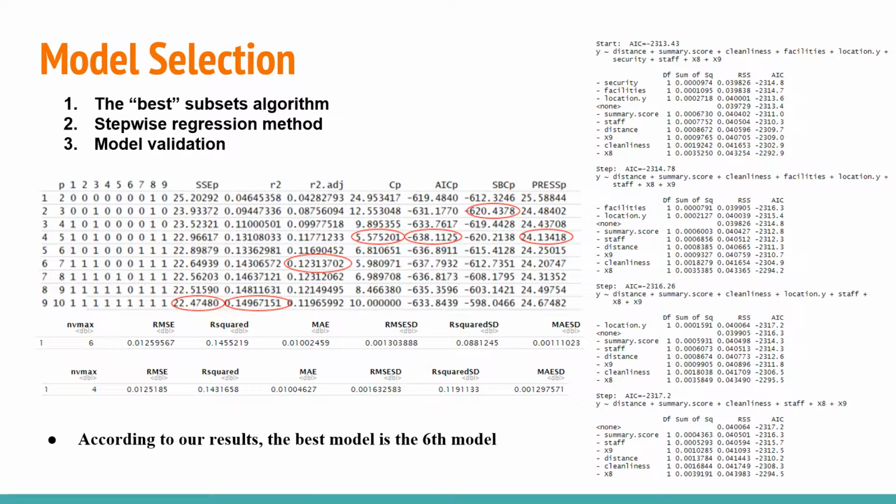In addition, we use the stepwise regression method, and the picture on the right presents its result. You can see there are 3 steps in the process, which detected 3 explanatory variables: facilities, location, and security.